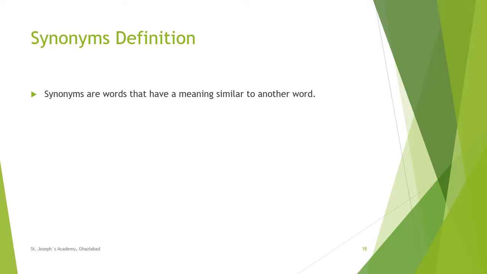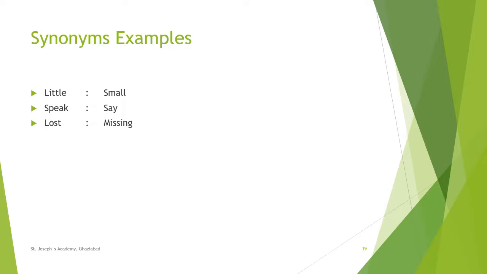So what are synonyms? Synonyms are words that have a meaning similar to another word, which means that both the words have the same meaning. Now we are going to study some more examples of synonyms. Let's start. First example is little.